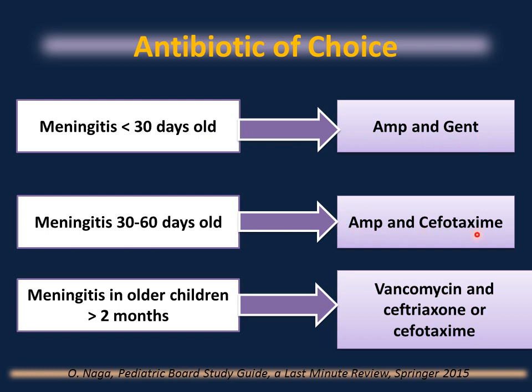Meningitis in an infant less than 30 days old, the best combination is ampicillin and gentamicin. Also you can use ampicillin and cefotaxime. If meningitis is in a 30 to 60 days old infant, the best combination as first line is ampicillin and cefotaxime. Older children, vancomycin and ceftriaxone or cefotaxime. So the initial empiric antibiotic in older children with meningitis is vancomycin and ceftriaxone or cefotaxime.